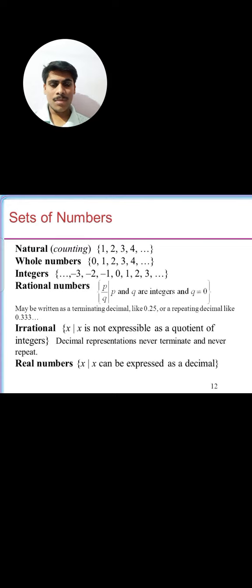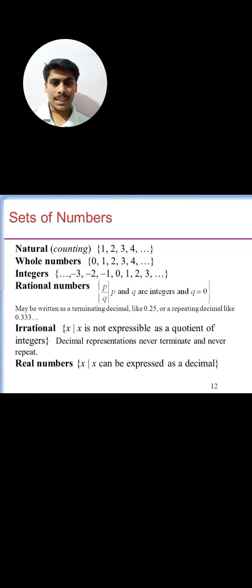A rational number may be written as a terminating decimal like 0.25 or a repeating decimal like 0.3333. Irrational numbers are x such that x is not expressible as a quotient of integers; their decimal representation never terminates and never repeats. Real numbers are x such that x can be expressed as a decimal.